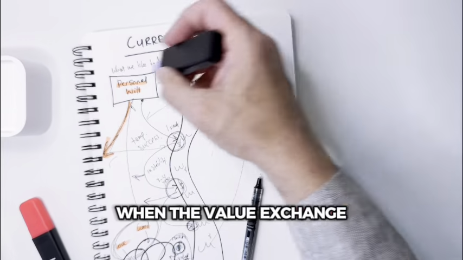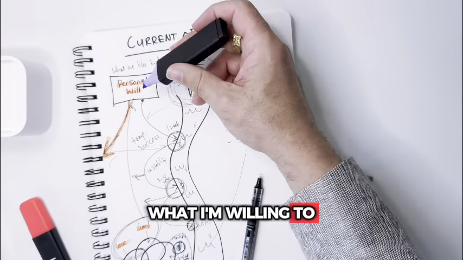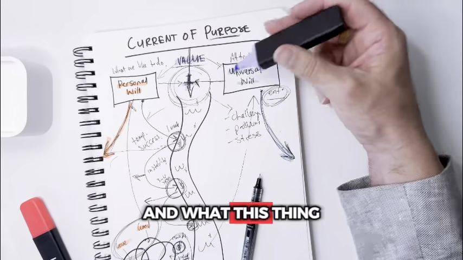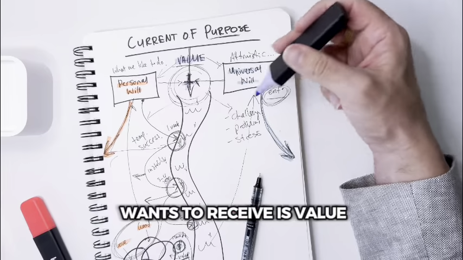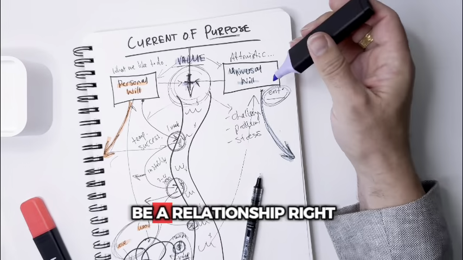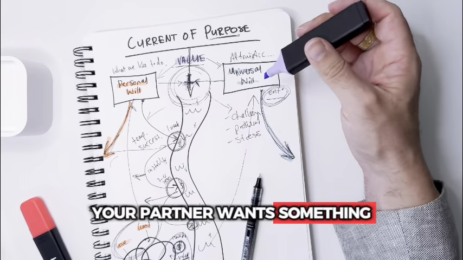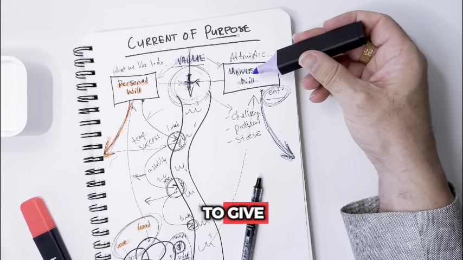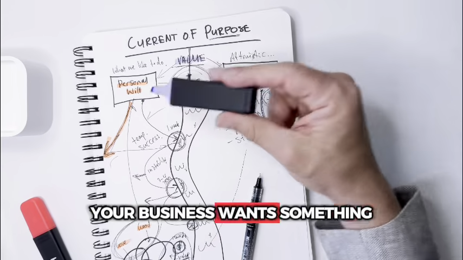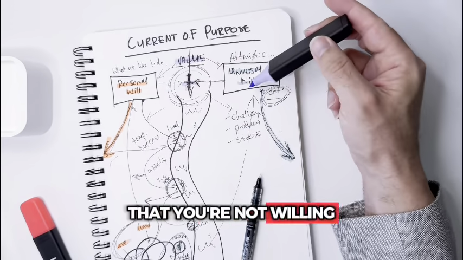When the value exchange, what I'm willing to give for value, what I want to give, and what this thing wants to receive as value, right? So this could be a relationship, right? Your partner wants something from you that you're not willing to give. That's the end of a relationship. Your business wants something from you that you're not willing to give.